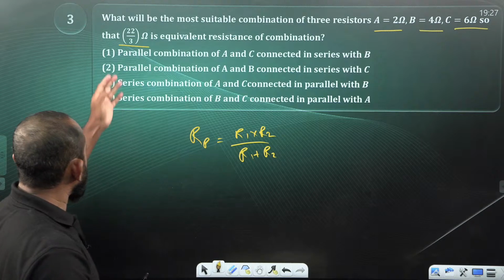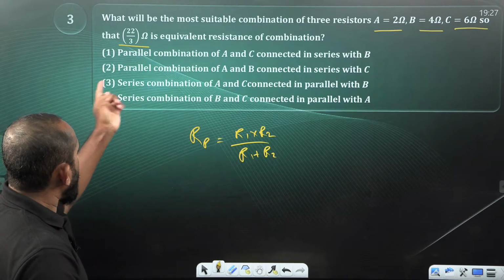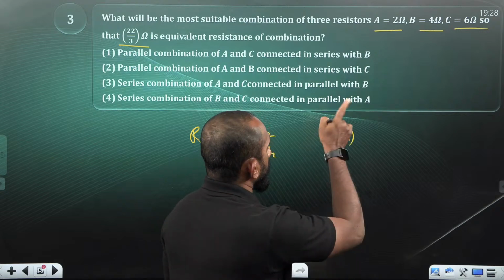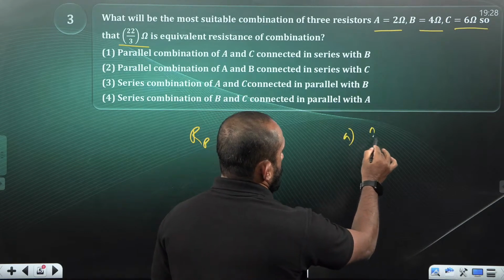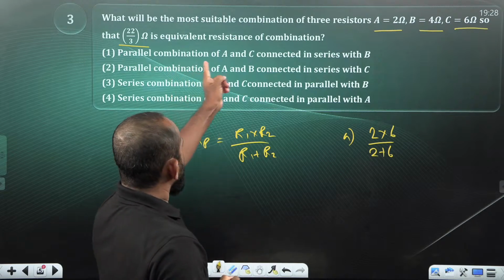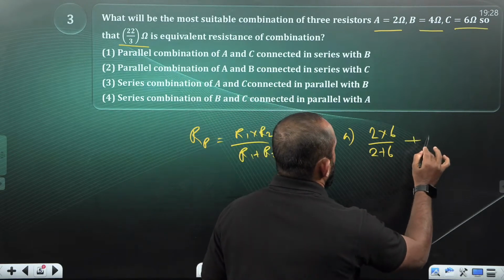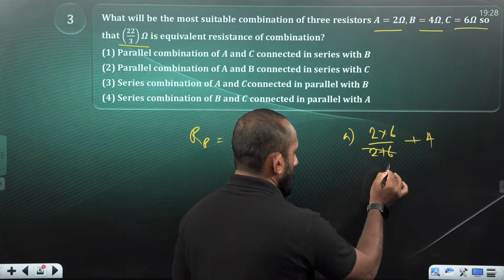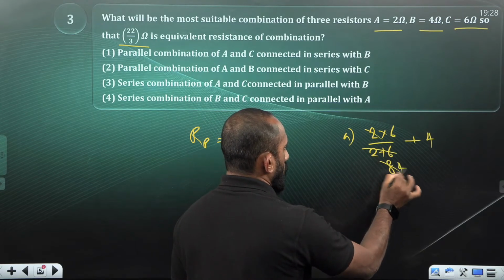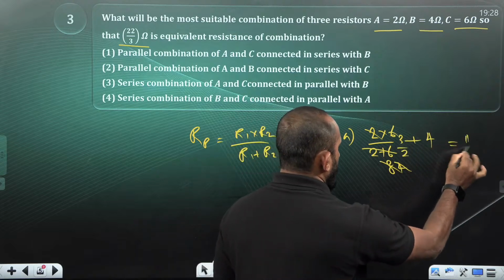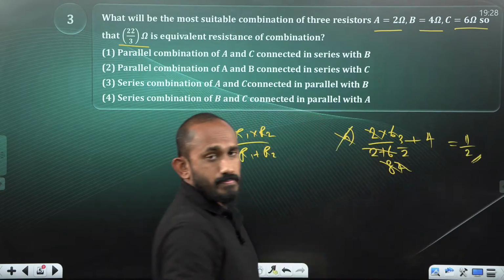Okay. See, let's try the first option. A and C connected in parallel, so A and C is there. So 2 into 6 by 2 plus 6, in series with B, B is 4 ohm. So 2 into 6 by 2 plus 6, 2 plus 6 is 8. If you cancel it will be 3 by 2, plus 4, that is 3 by 2 plus 8, that is 11 by 2 only. No, A is not the answer.